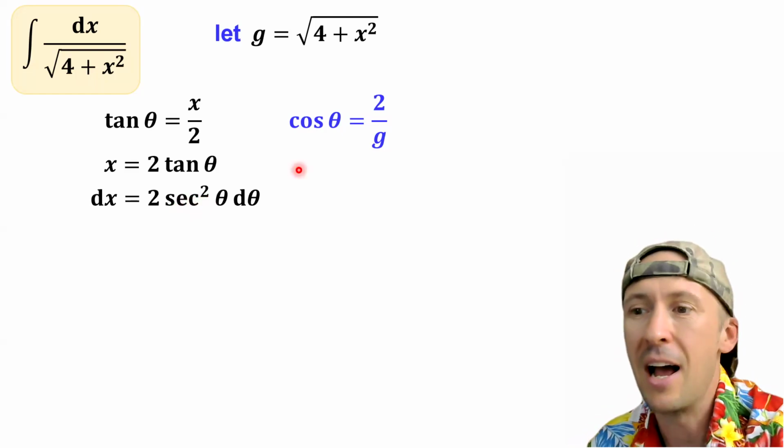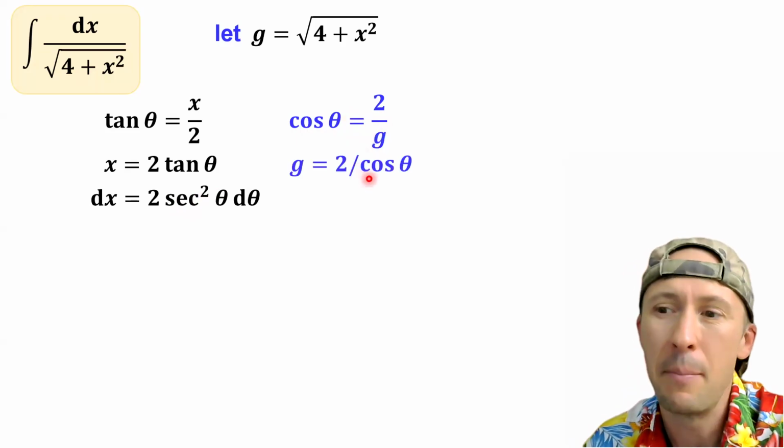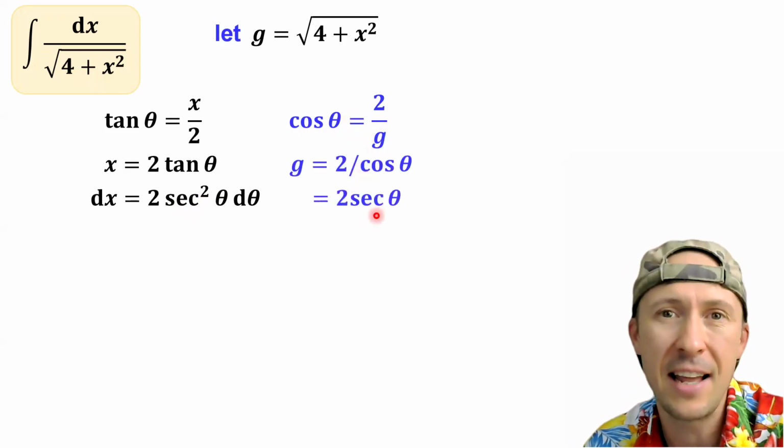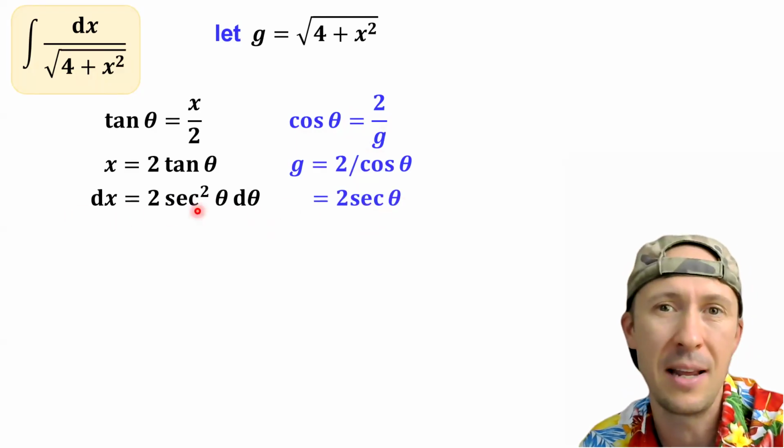So there we are. Now, we want to know what g is. So g is 2 divided by cos theta. But I'm going to write this in terms of secant theta because dx is in terms of secant theta. So that makes everything in the same trig function.